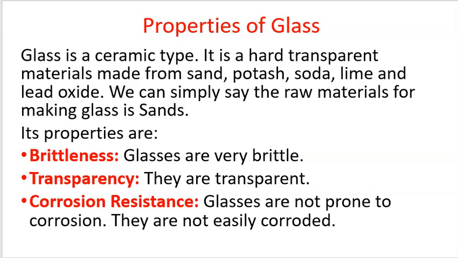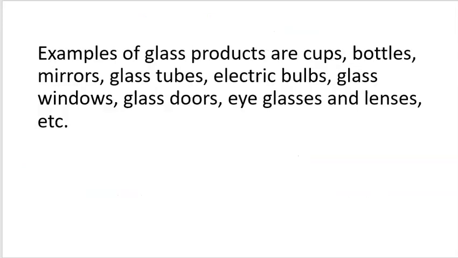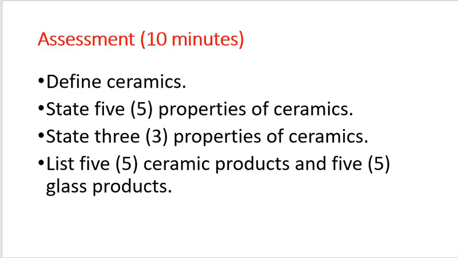So when you need a material to produce a particular object or product that you don't want to corrode, you will see that you cannot use non-ferrous metal. So it's better you use glass. You choose glass as the material to be used. Examples of glass products are cups, bottles, mirrors, glass tubes, electric bulbs, glass windows, glass doors, eyeglasses, and lenses. And we also have many of them.